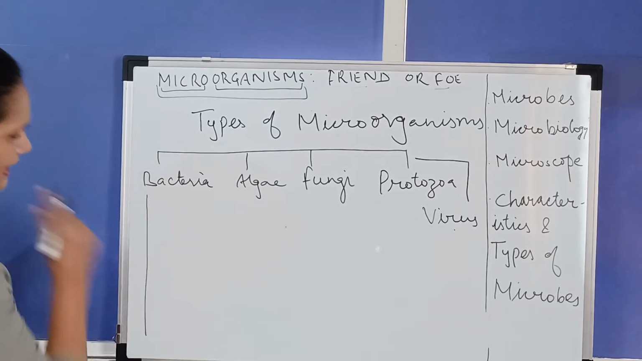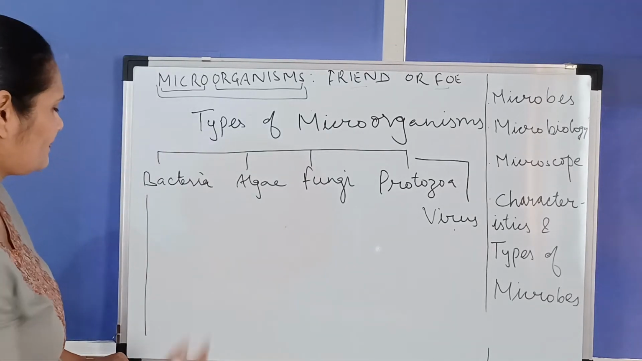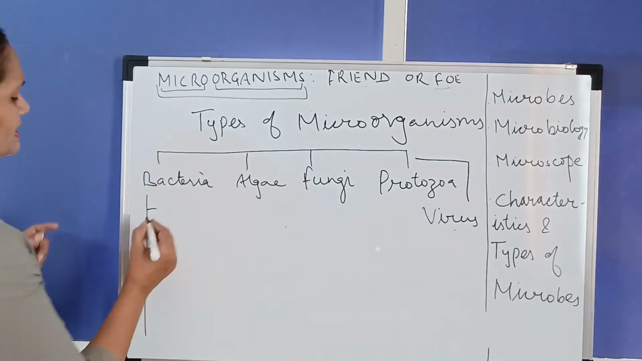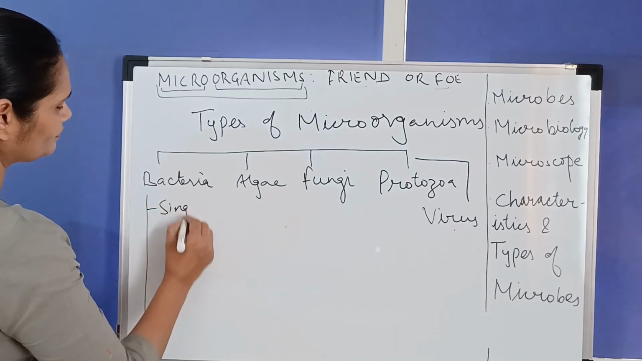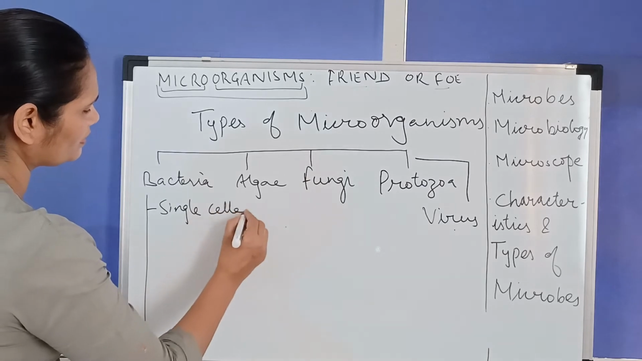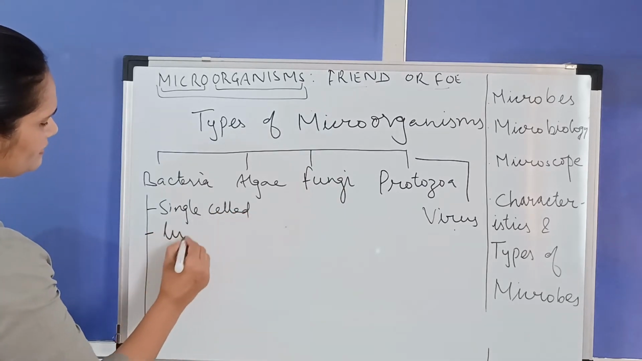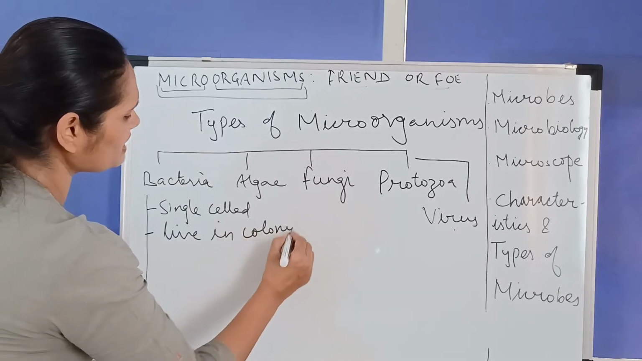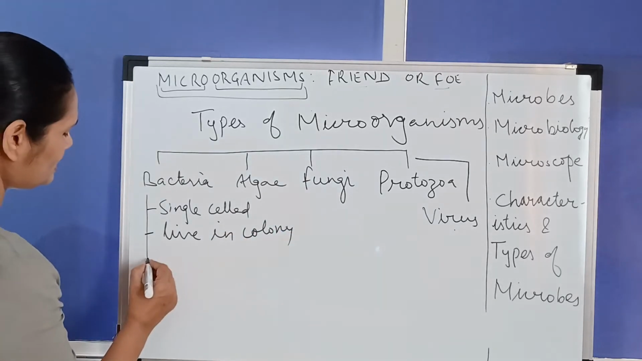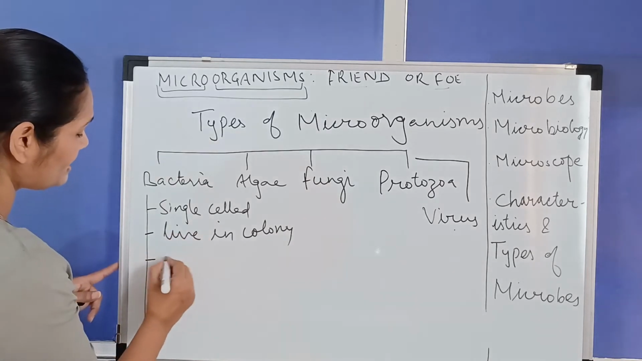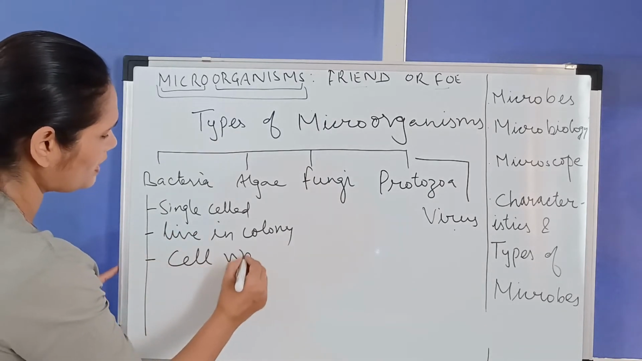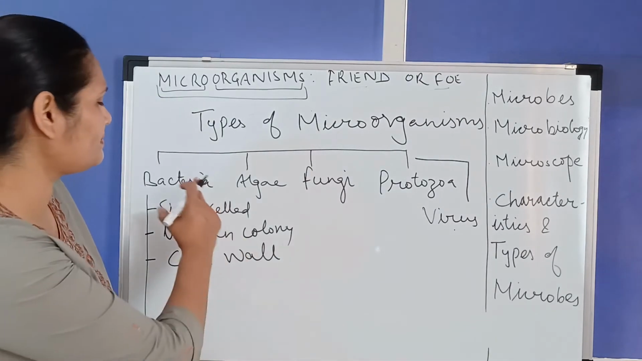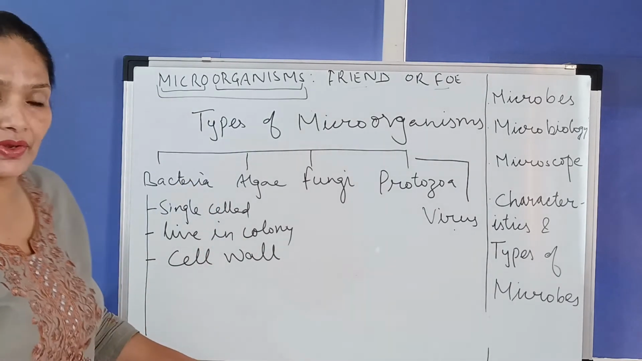Okay. Now, there are certain characteristics of bacteria. For example, bacteria are mostly single-celled and they live in colonies. Single-celled, live in colony. Colony means they live together, right? Then they contain a cell wall. Cell wall, which is a characteristic feature of plant cells, but bacteria also contain a cell wall.